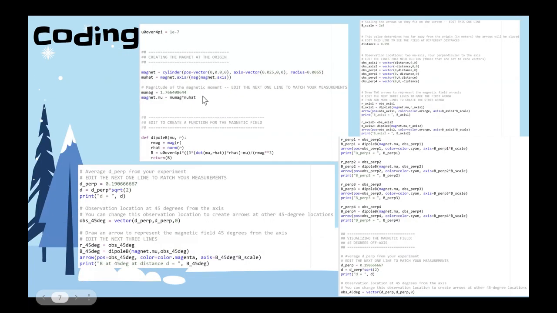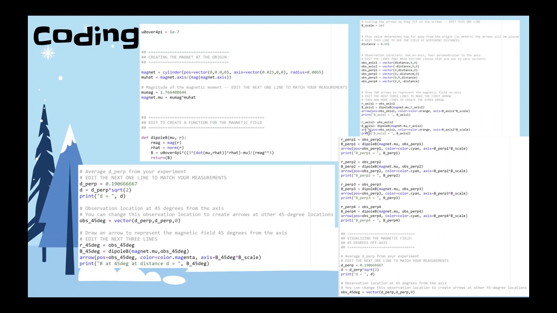So coding, I put in my values from the experiment. 1 e to the negative 7 is what as a constant we needed to know. This is our previous magnetic moment we just calculated. I used the equation previously for the magnetic field. And then this scale, I kind of just had to guess and check until I could see the arrows correctly on the screen. This distance is the perpendicular distance from the chart in my experiment.